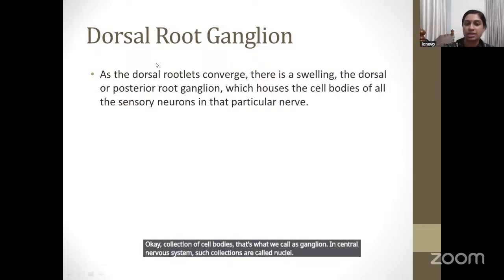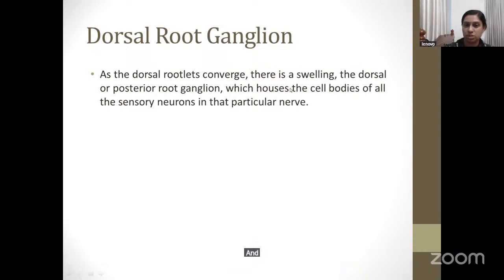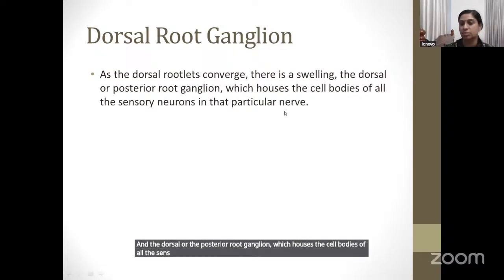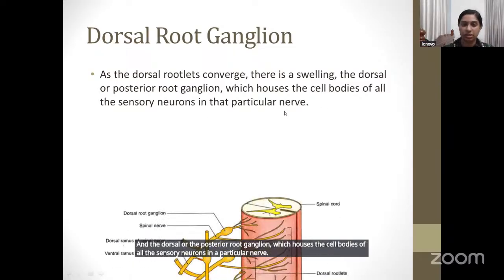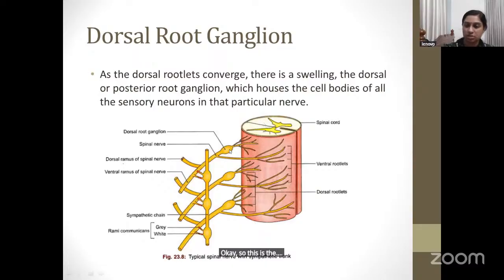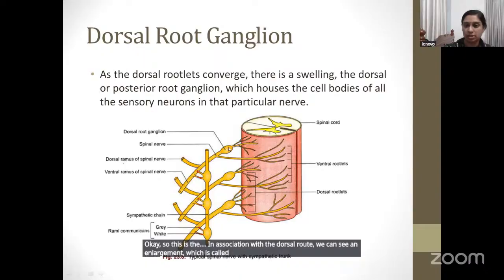So as the dorsal rootlets converge, there is a swelling, the dorsal or posterior root ganglion, which houses the cell bodies of all the sensory neurons in a particular nerve. So in association with the dorsal root, we can see an enlargement, which is called the dorsal root ganglion.